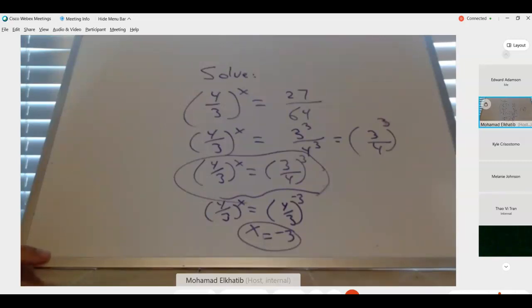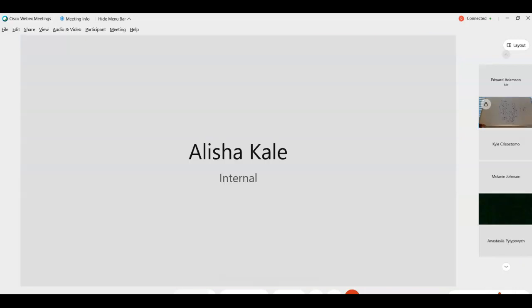Now we're going to go to the part where we cannot make the right side raised to a power. Is that a y or a 4? This is a 4. Okay.